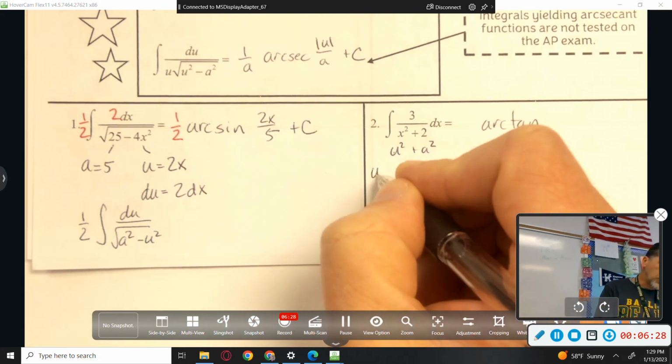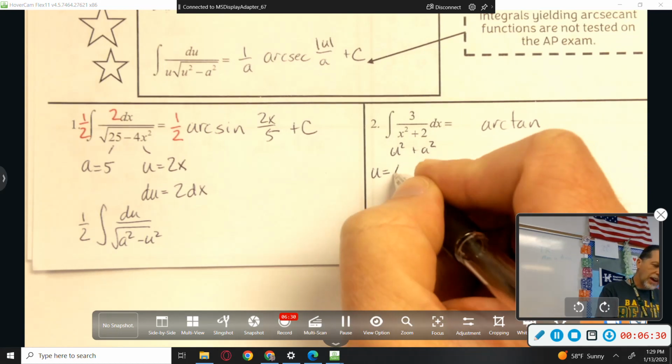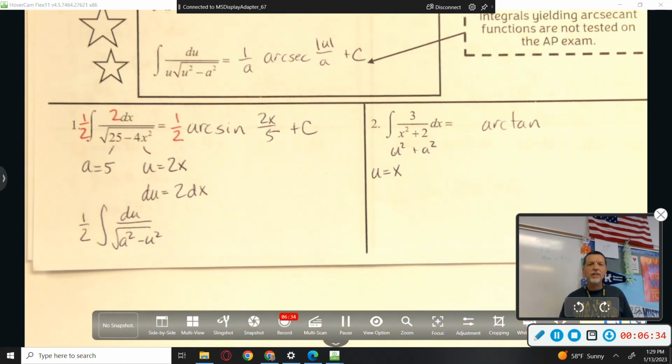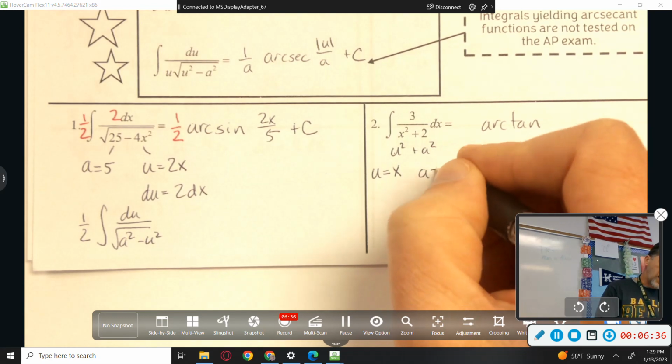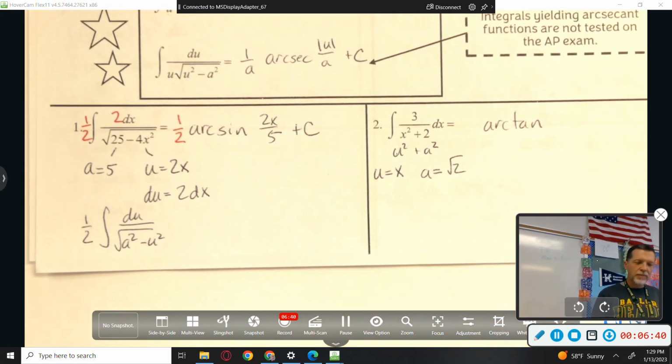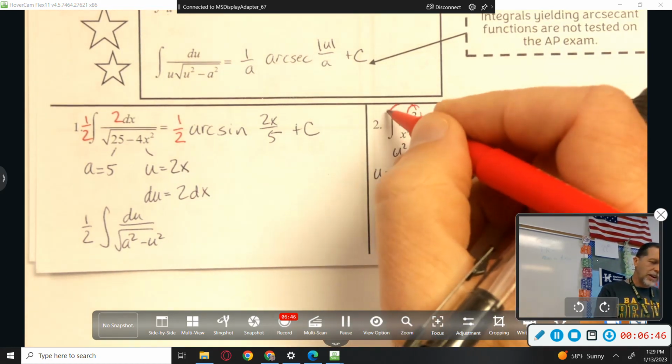So what's u equal to? X. Oh, that's good news because that means there's no du dx business going on. But a is going to be a little bit weird. Square root of 2. It's all right. What's with the 3 on top, though? What can we do with that 3 on top? You move it out front. Just move it out front. All right.